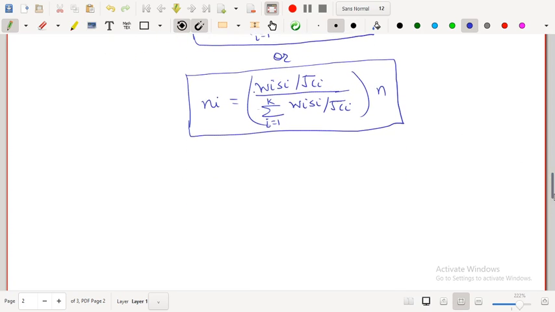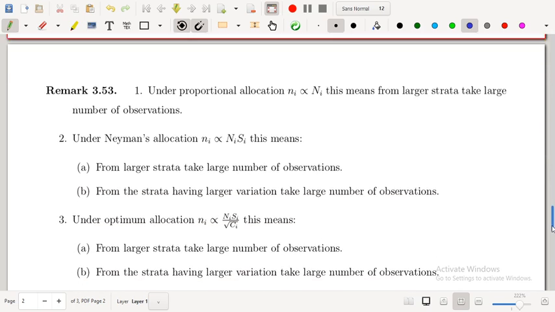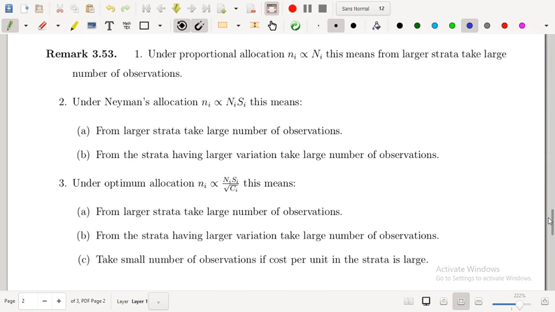Now we will move to the remarks. We know that under proportional allocation, ni is directly proportional to Ni. This means from larger strata take a large number of observations. Small ni means the ith strata sample size and capital Ni means the ith strata size. So from larger strata take a large number of observations.